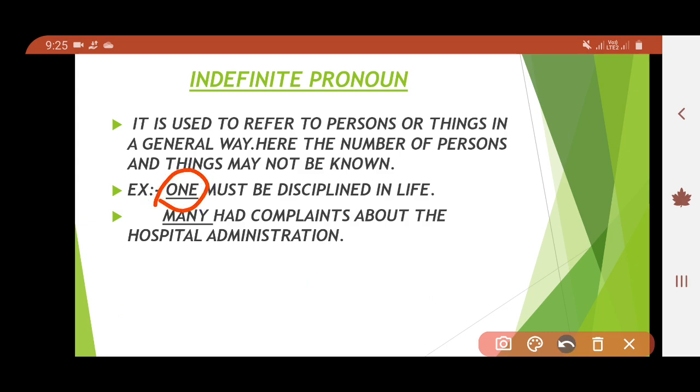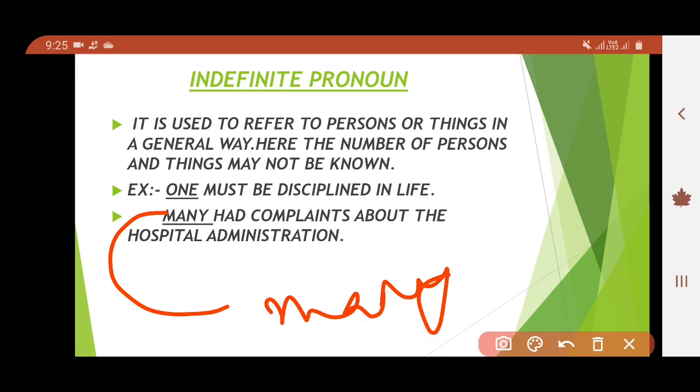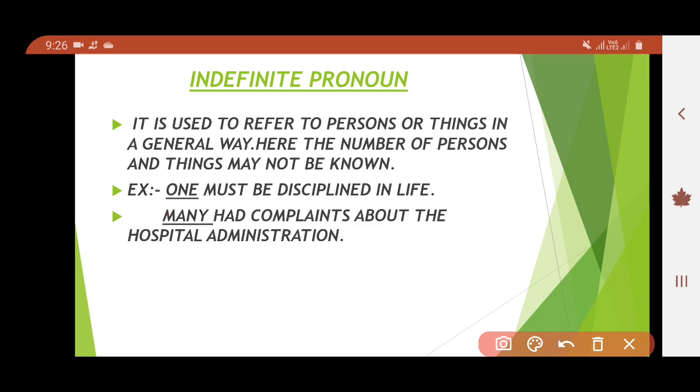Next, many had complaints about the hospital administration. Here many refers to many people. It is not talking about only 2, 3, 4 or 5 people. It is talking about many people who have complaints about the hospital administration. So here many is the indefinite pronoun. What is an indefinite pronoun? It is used to refer to persons or things in a general way.